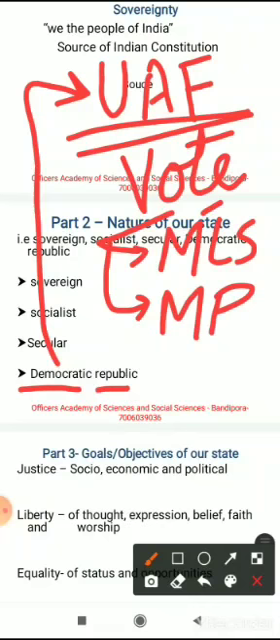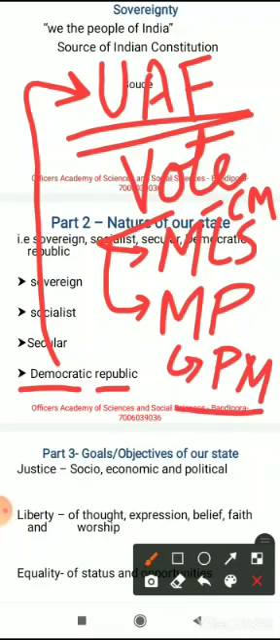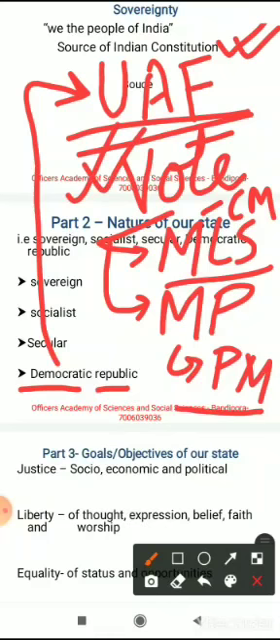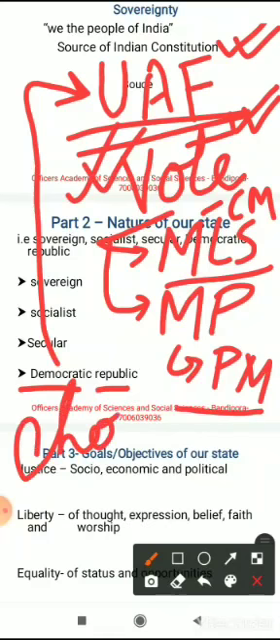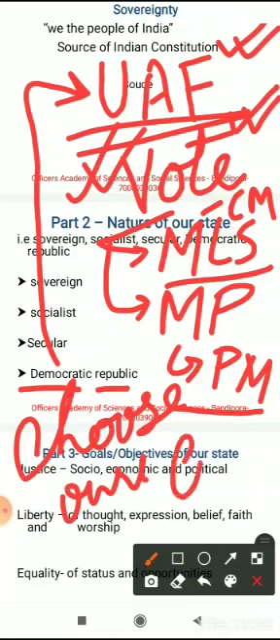They elect their chief minister. These MPs elect the Prime Minister. So we are a democratic country. We all have this right to vote. We exercise universal adult franchise in our country. By our voting, we choose our government. That's why we are a democratic country.